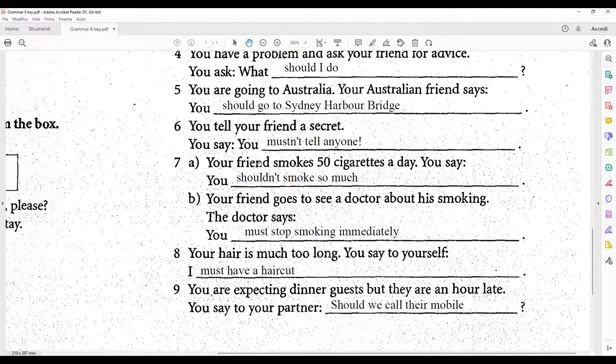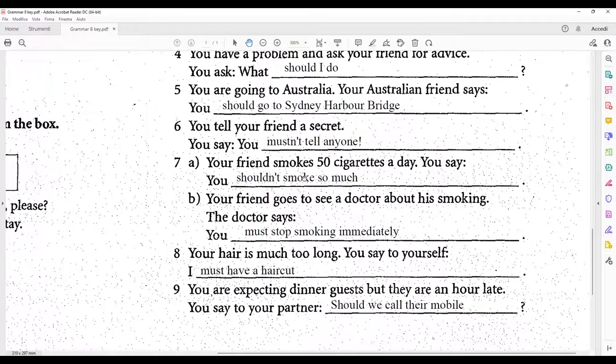Number 7. Your friend smokes 50 cigarettes a day. You say you shouldn't smoke so much. 7b. Your friend goes to see a doctor about his smoking. The doctor says you must stop smoking immediately.